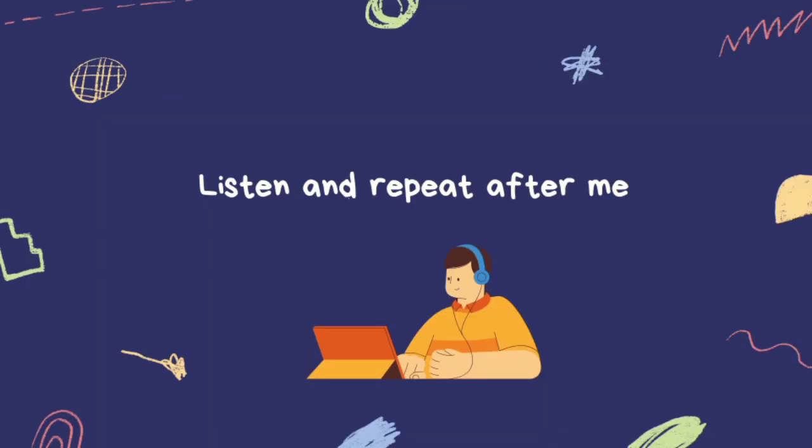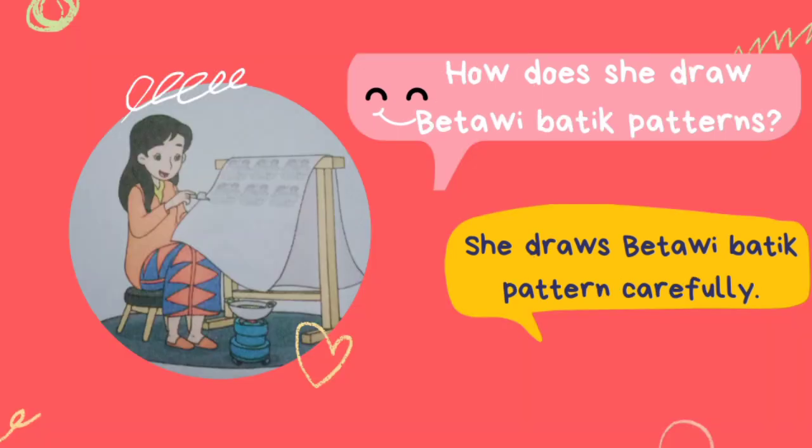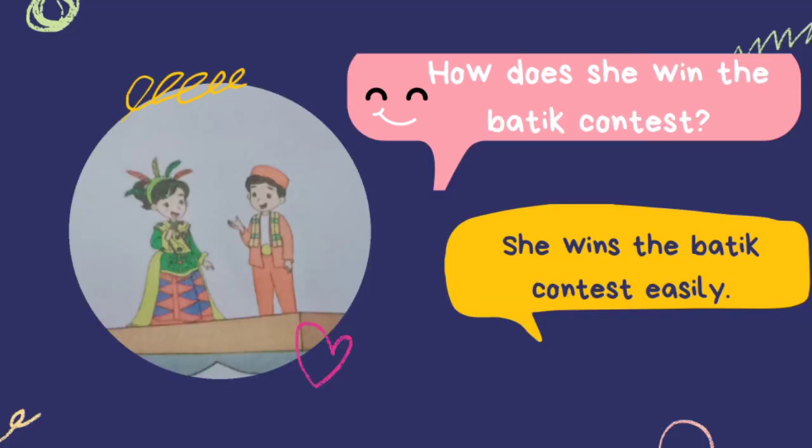Okay, kids, listen and repeat after me. What does she wear? She wears Betawi batik beautifully. Okay, next. How does she draw Betawi batik patterns? She draws Betawi batik pattern carefully. Repeat after me, kids. How does Mrs. Rohaya teach you? She teaches me kindly. How does she win the batik contest? She wins the batik contest easily.